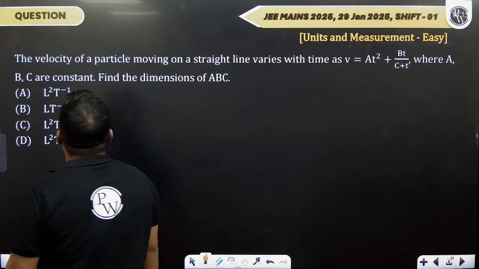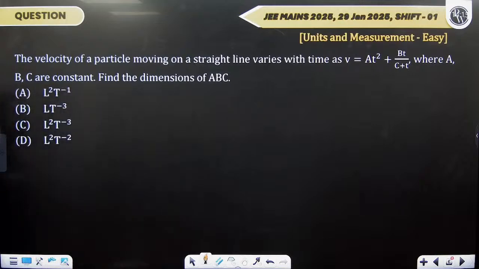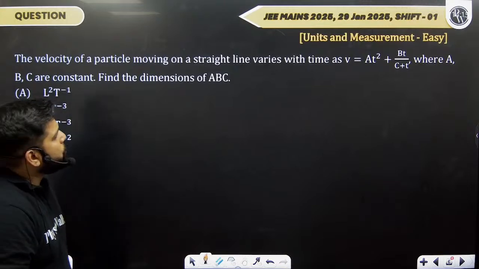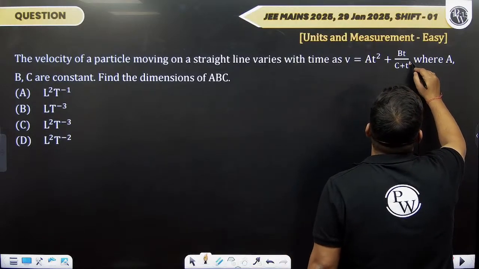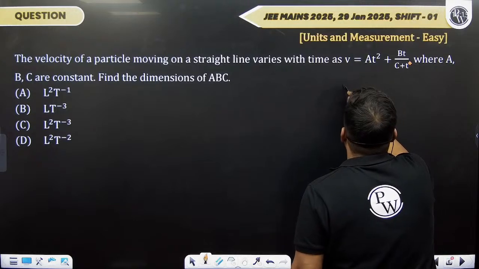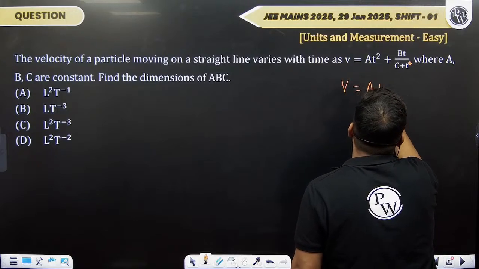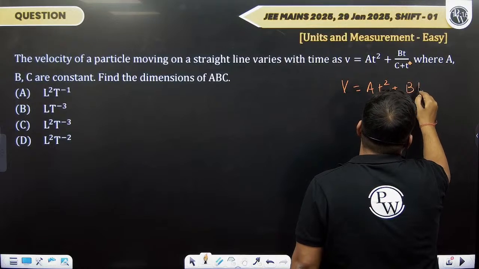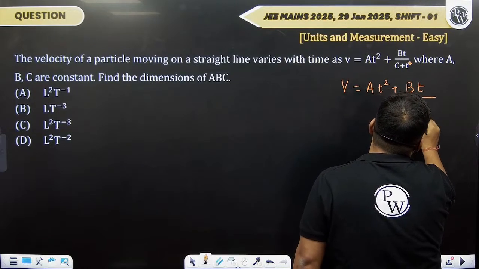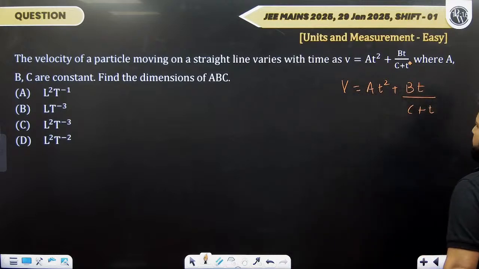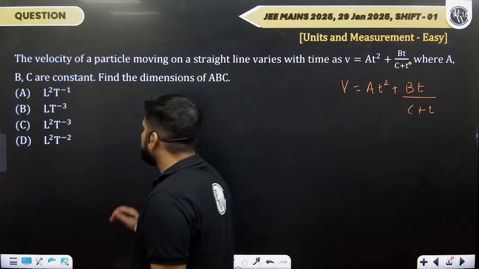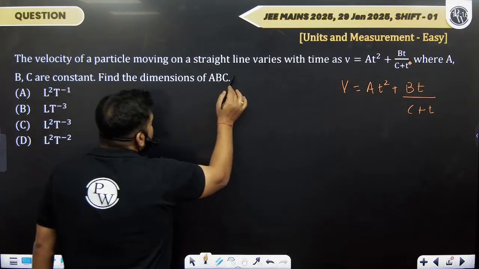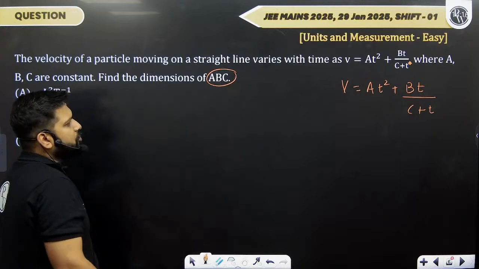The question is: the velocity of a particle moving on a straight line varies with time as v is equal to at square plus bt divided by c plus t. This is t only. Let me write it over here. So v is equal to (at square plus bt) divided by (c plus t), correct? Now they're asking us that if a, b and c are constants, find the dimensions of a into b into c.